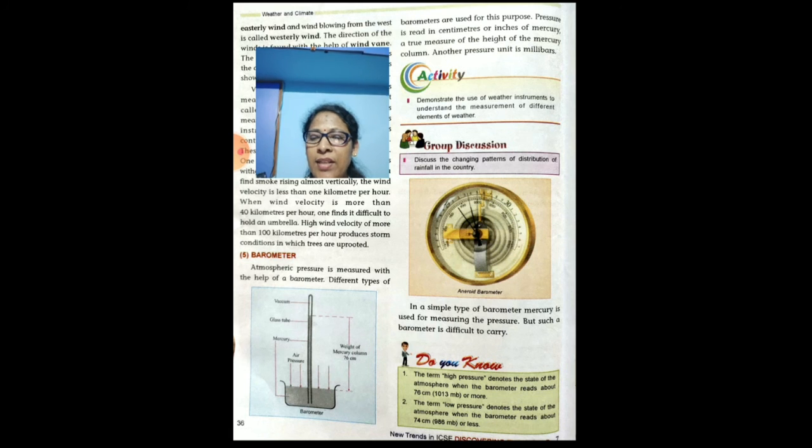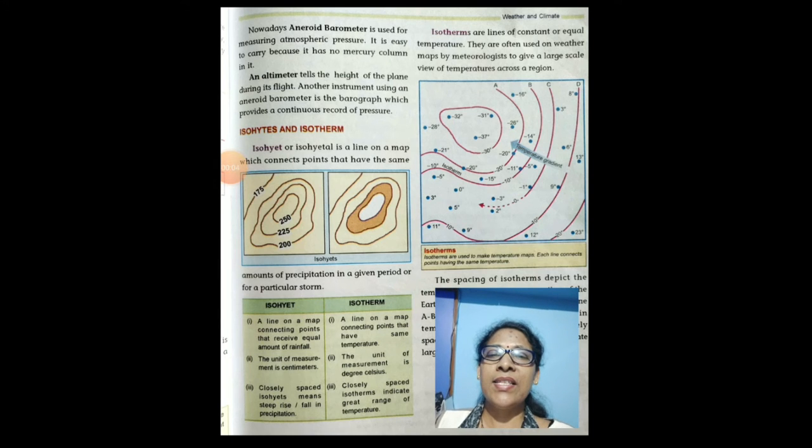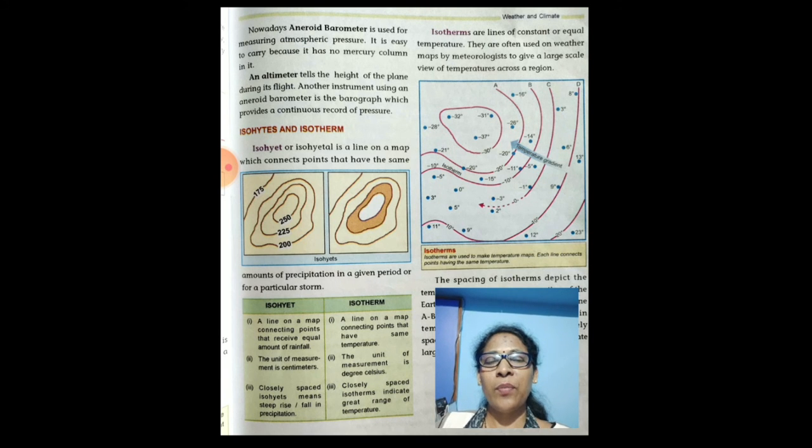Here in the picture they have shown another instrument, that is the aneroid barometer. Nowadays the aneroid barometer is used for measuring atmospheric pressure. It is easy to carry because it has no mercury column in it. An altimeter tells the height of the plane during its flight. Another instrument using an aneroid barometer is the barograph, which provides a continuous record of pressure. So you understood this barometer instrument?